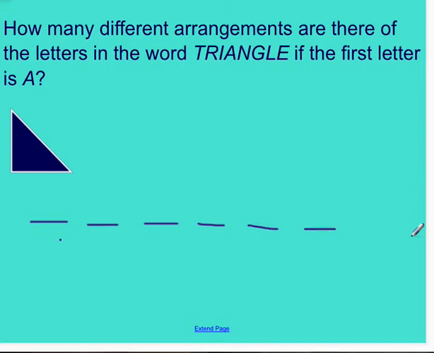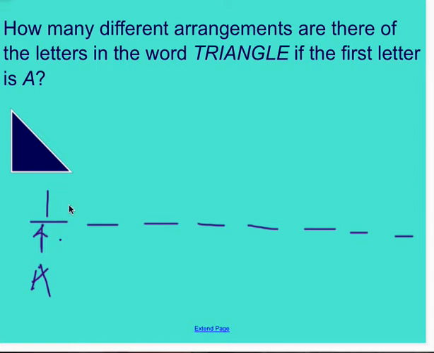And when we have 8 letters, now we're saying this first one has to be an A. So since it has to be an A, there's only one way that that can be an A. And now we're saying, hey, this one is an A.